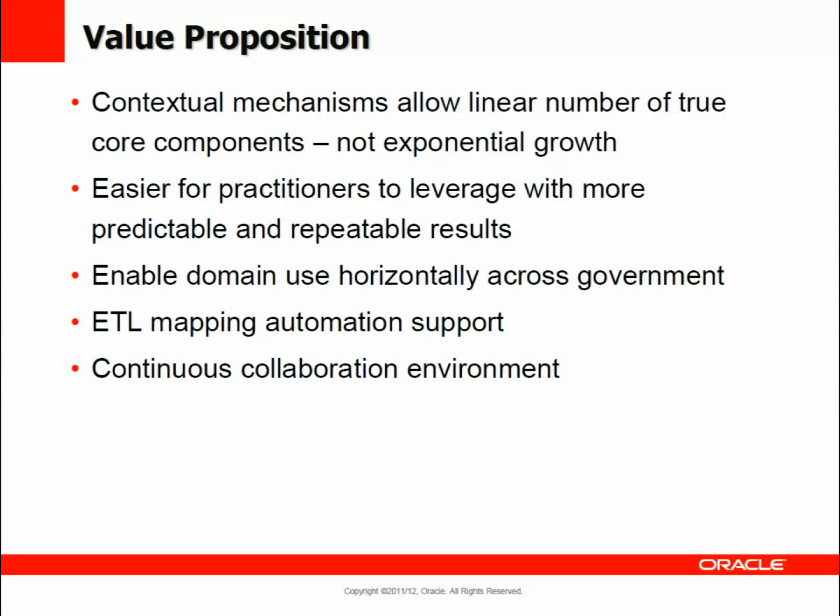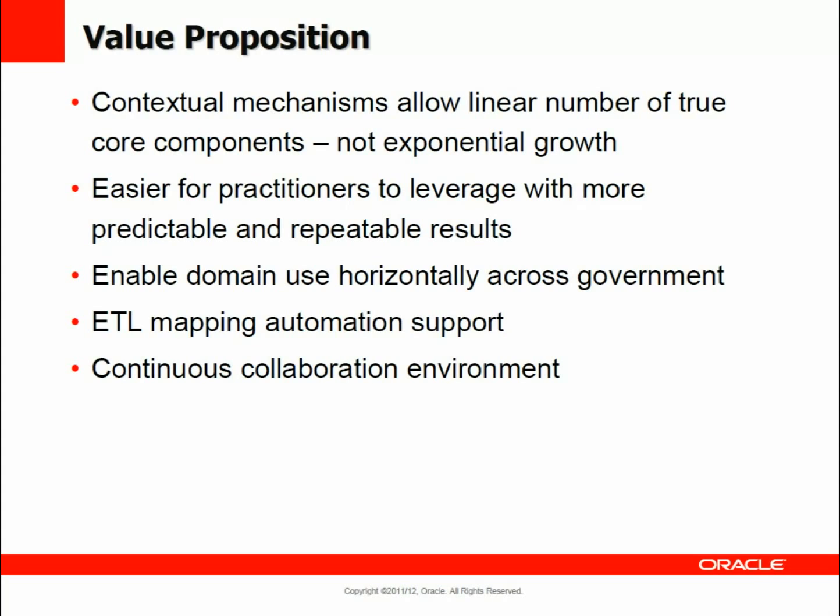So the value proposition overall is that these contextual mechanisms allow the linear growth of true core components, not an exponential growth. When you don't have a context mechanism, people create more and more and more sets of the same components for the different contexts that they have, and so that is counterproductive. Basically we're trying to make this easier for practitioners to leverage for more predictable and repeatable results, lowering the learning curve and making it faster and easier to do, and enabling domain use horizontally across government. It's a big challenge. We're seeing we need tooling to help with that.